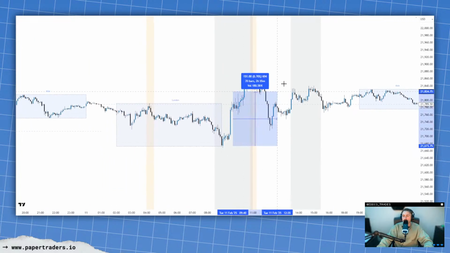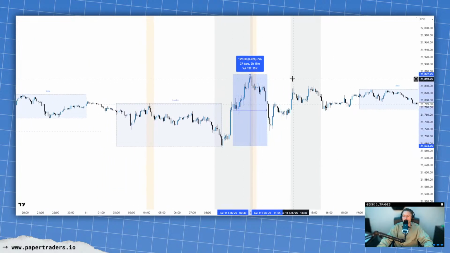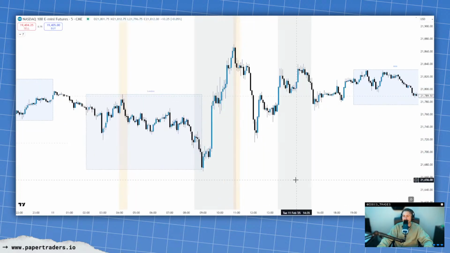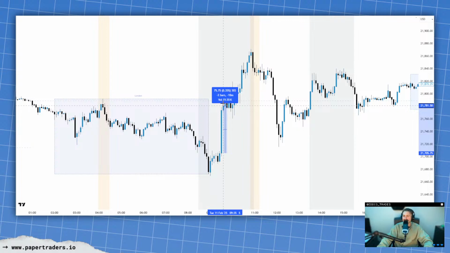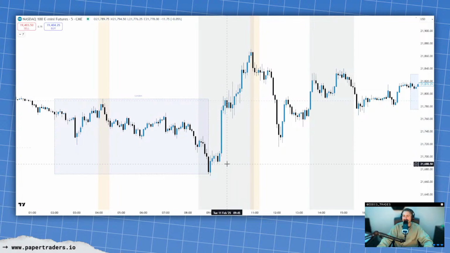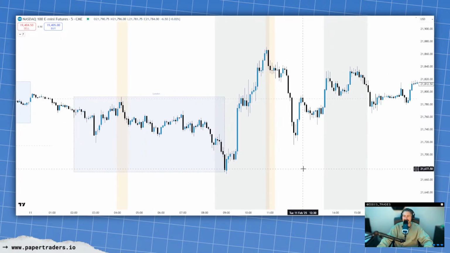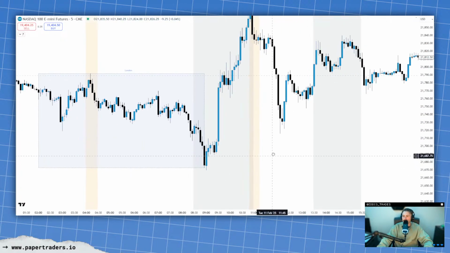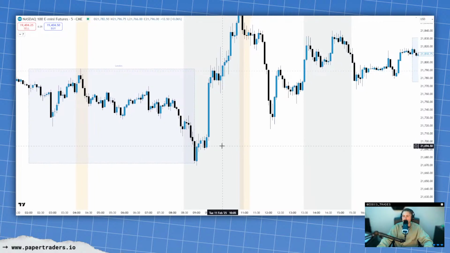These ranges are so tiny. Look at this. 700 point range on a single day. That's like a candle nowadays. Yeah, literally. Insane volatility these days.